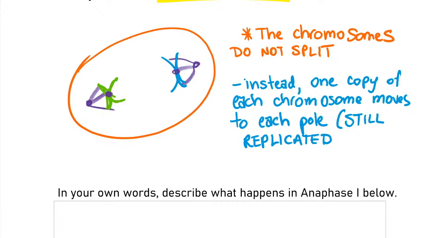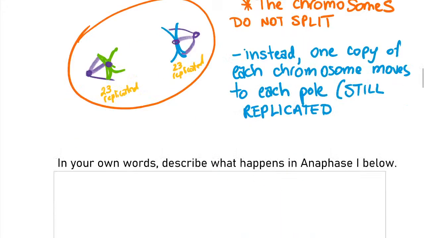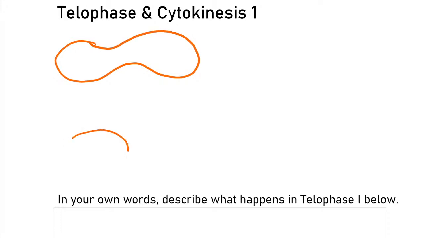So in a human, it would mean that now there are 23 replicated chromosomes over here and 23 replicated chromosomes over there. Obviously, we just drew one. Whereas up here, there were 46 replicated chromosomes in the middle. All right. And then, just like you would expect, we are going to get the formation of a cleavage furrow, and this is going to split into two cells, and of course we get the formation of a new nucleus on each side.